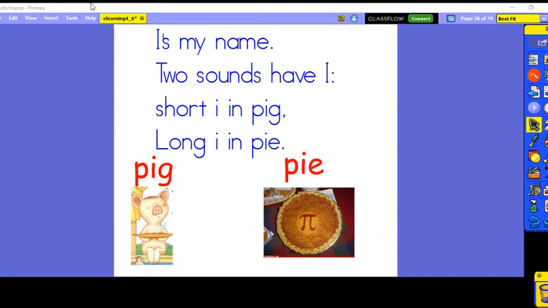Okay, here's our poem for our long I sound where I says its name. I's my name, 2 sounds have I. Short I in pig, long I in pie. And you can hear the difference. Pig, I, pie.